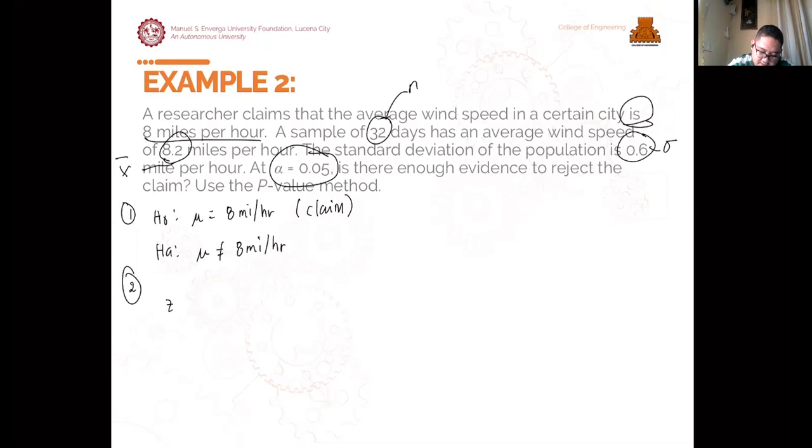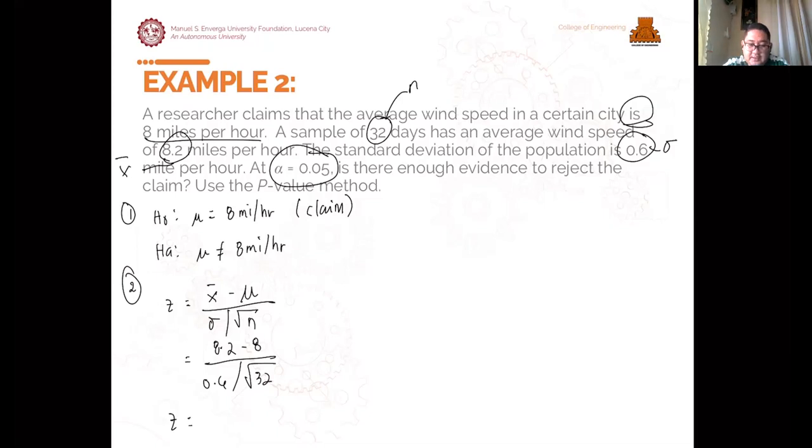So, z-score natin o z-test value is equals to, yeah, square root of n. Next, mean natin is 8.2 minus 8 all over 0.6 divided by square root of 32. So yung z value natin is 8.2 minus 8 all over 0.6 divided by square root of 32. We have 1.89. Okay? Ang third step natin is to identify yung equivalent probability ng 1.89.